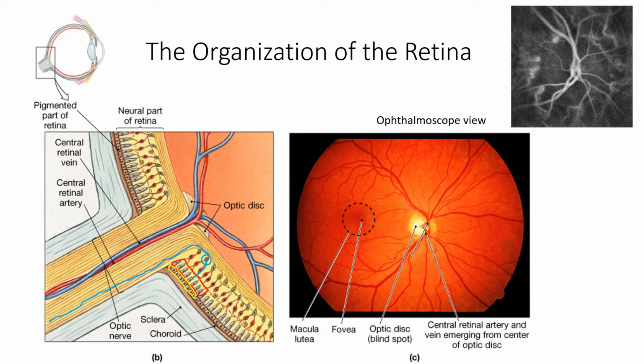And once again, you've got a view through the ophthalmoscope there showing the macula lutea and the fovea centralis, or just fovea. This is the area where we have the largest concentration of photoreceptive cells.